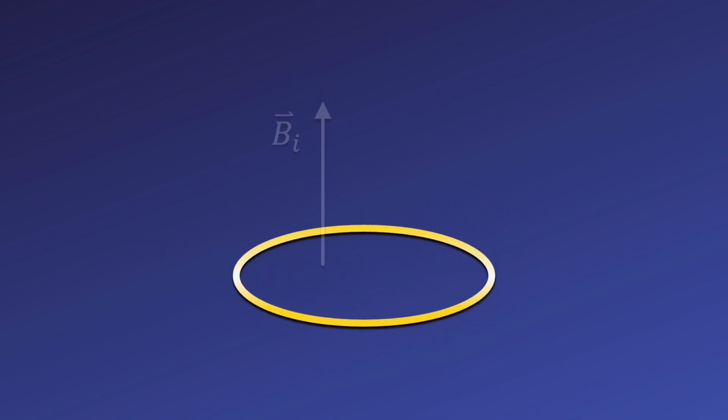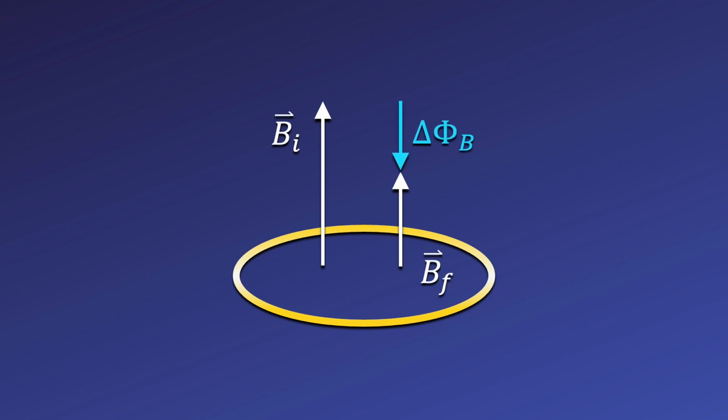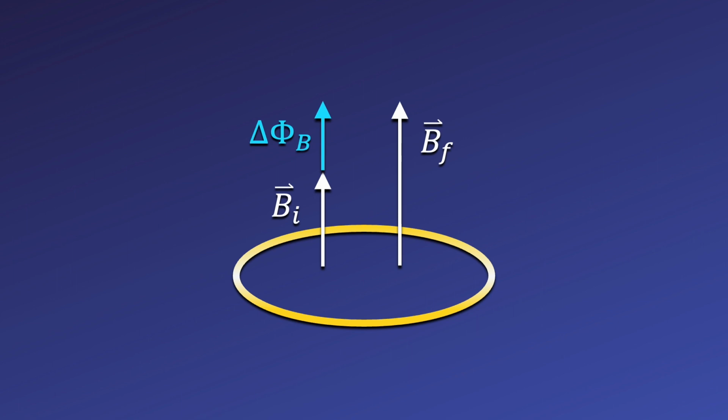For a field going upward and decreasing, the change in flux is downward. This leads to an induced field upward and again a counterclockwise current. And finally, a field that is upward and increasing leads to a loop whose flux is increasing upward, so the induced field is downward and the current is clockwise. In all of these cases, we have an induced current when the magnetic flux is changing.